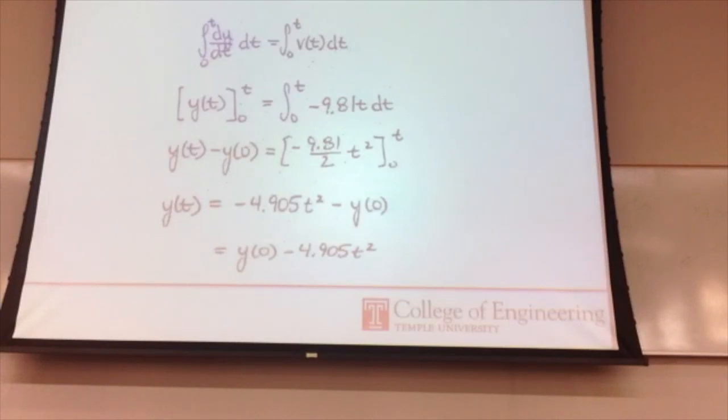Well, if the initial position was 0, if you set your coordinate system so that the ball started at 0, then you just plug 0 in here. If you set the coordinate system so that the initial value of y is 1, this becomes equal to 1. Yeah, okay.